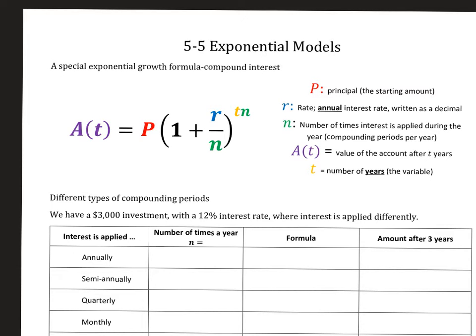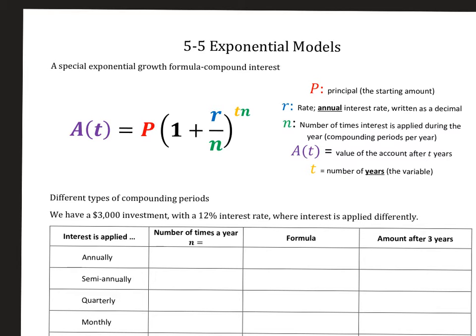Everybody, so today we're doing exponential models. A special exponential growth formula is compounding interest. The equation is A sub t, or A of t, equals P times (1 plus r divided by n) to the t times n. We did this at the end of the last video.